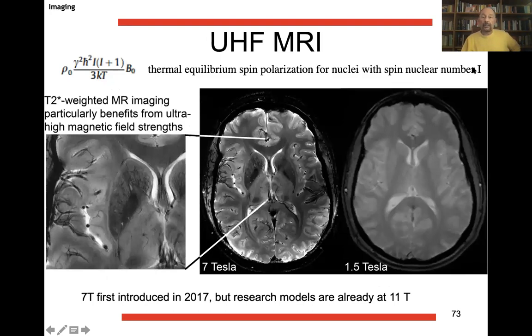Of course, if you look at this formula, the thermal equilibrium spin polarization is given by this formula. This is when they go in thermal equilibrium. This all depends, of course, on the intensity B of the field. So it is particularly in the T2 weighted MRI imaging that you benefit from ultra-high field strengths. That's an example. This is how the brain looks like at 1.5 Tesla, and that's how it looks like at 7 Tesla. Look at the zoom. Look now how much detail you can have here.